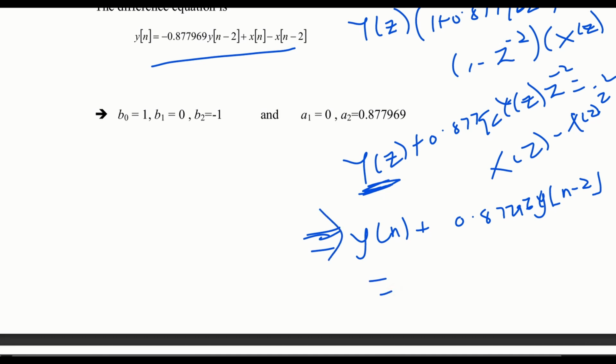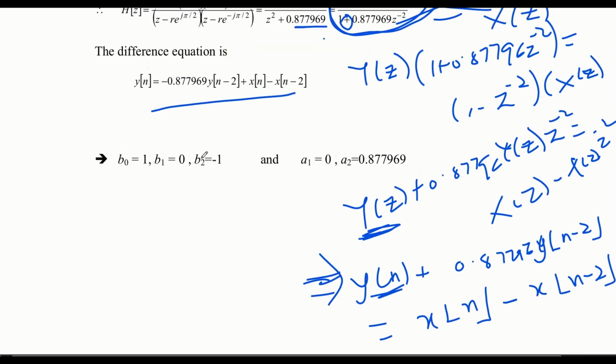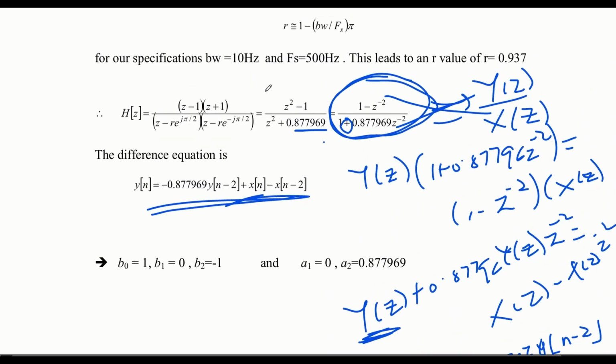being equal to, then the left hand side you had x of z there, so it just becomes x of n because it's not multiplied by any z to the minus anything, minus x of z times z raised to the power minus 2. So that one will be, by the inverse z transform, x of n minus 2. Then now you can make y of n the subject, right? And when you go through that procedure, you end up with this equation. So that's the whole step-by-step procedure.